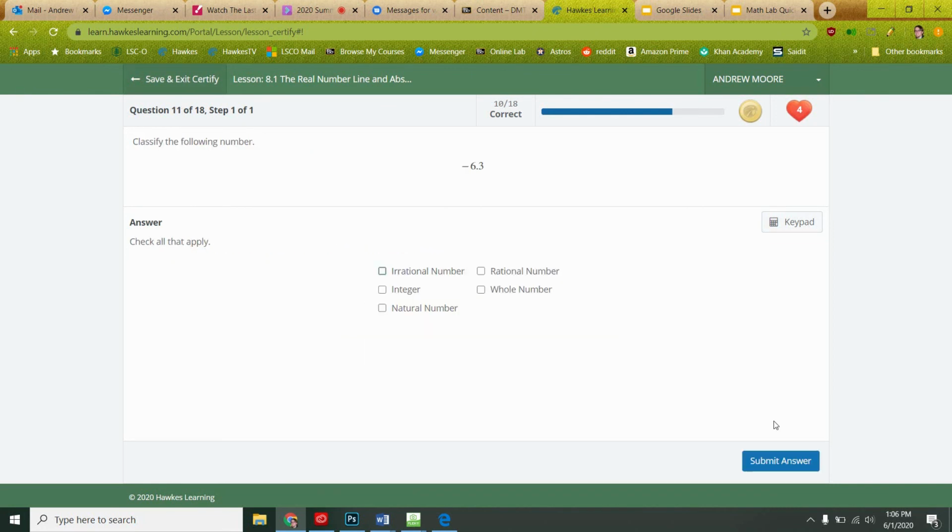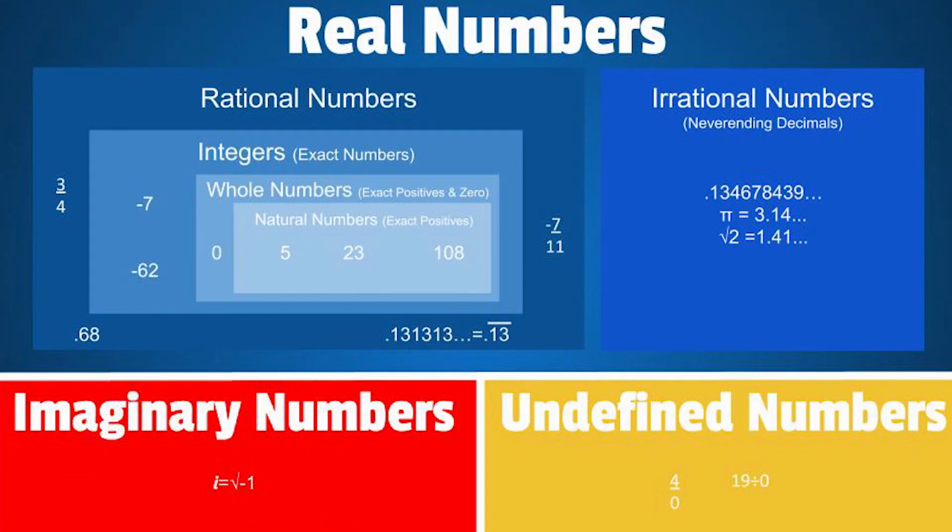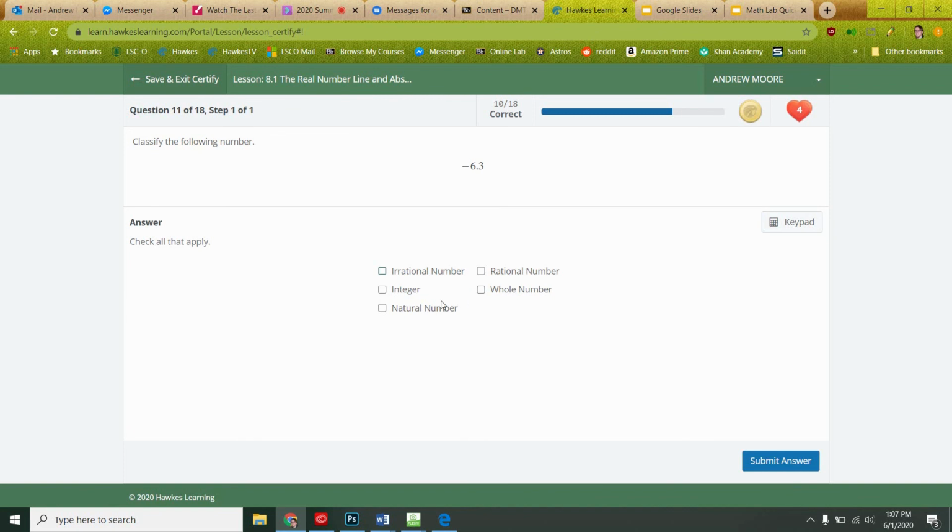All right, we got a -6.3. Now, if we go back and look at our chart, we notice that this number does end, so we know it's not an irrational number. We know it's not an integer or a natural or whole number because these all deal with exact numbers. There's no decimals on these. So the only thing that this could possibly be is just a rational number. It's a decimal that ends, and it has a little bit extra on it. So we only have one classification that we can put that in.